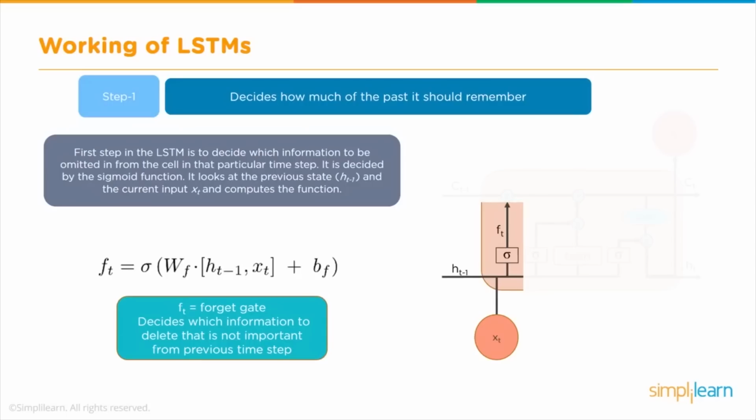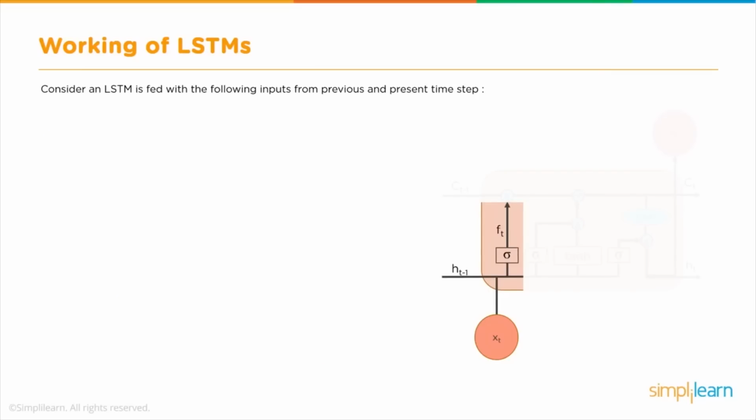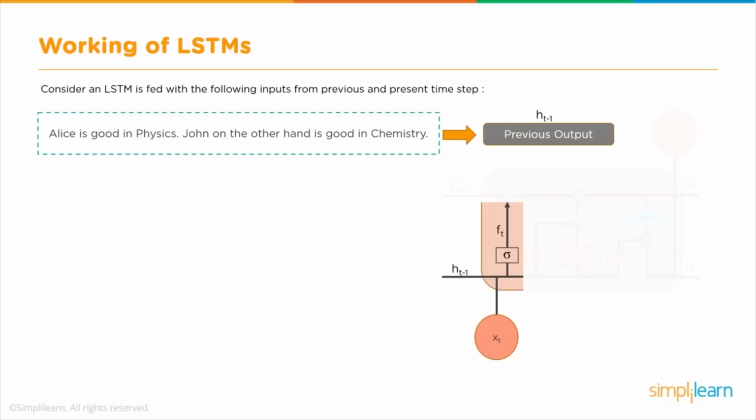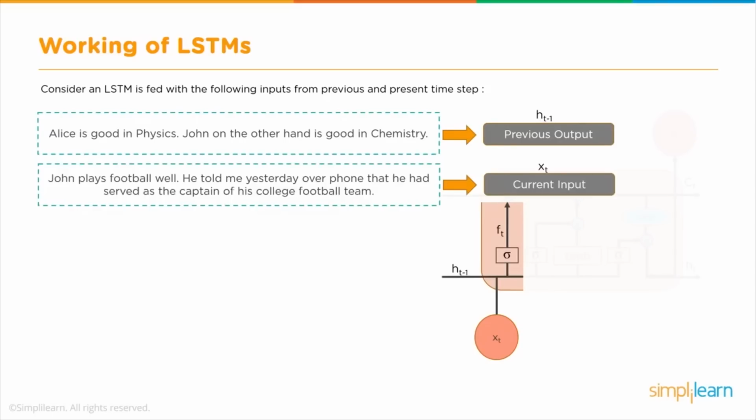So f at t equals the forget gate, which decides which information to delete that is not important from the previous time step. Considering an LSTM is fed with the following inputs from the previous and present time step. Alice is good in physics. John, on the other hand, is good in chemistry. So, previous output. John plays football well. He told me yesterday over the phone that he had served as a captain of his college football team.